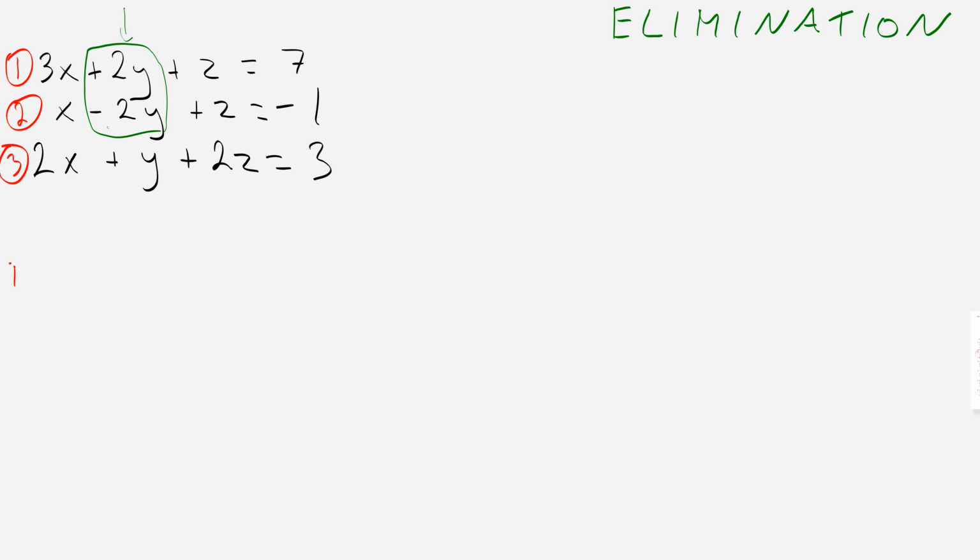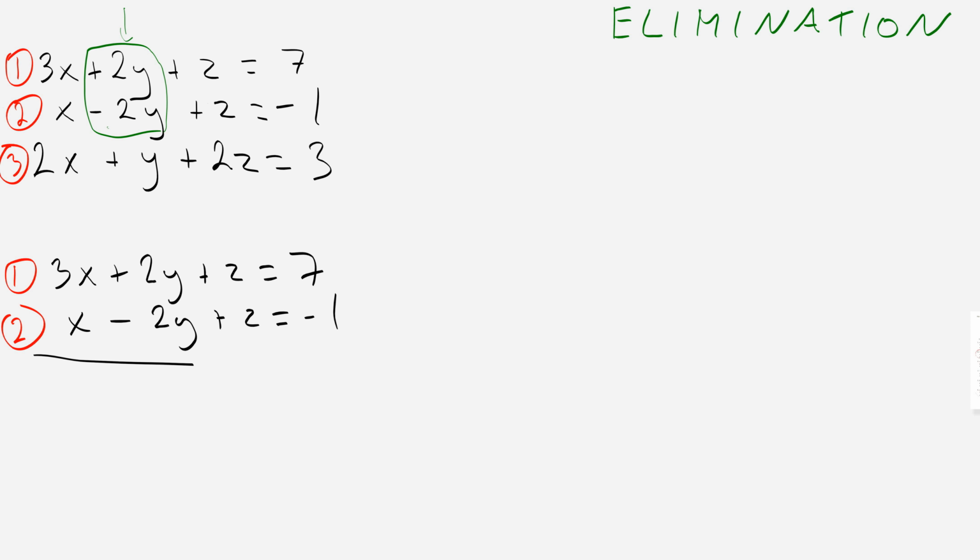Starting off with equation 1, I'm going to write that down again here. 3x plus 2y plus z is 7. And also equation 2, x minus 2y plus z is equal to minus 1. Now if I simply add these equations, 3x and x makes 4x, plus 2y minus 2y, that's no y, z plus z is 2z, so 4x plus 2z is equal to 7 minus 1, which is 6. So I'm going to call this equation A.